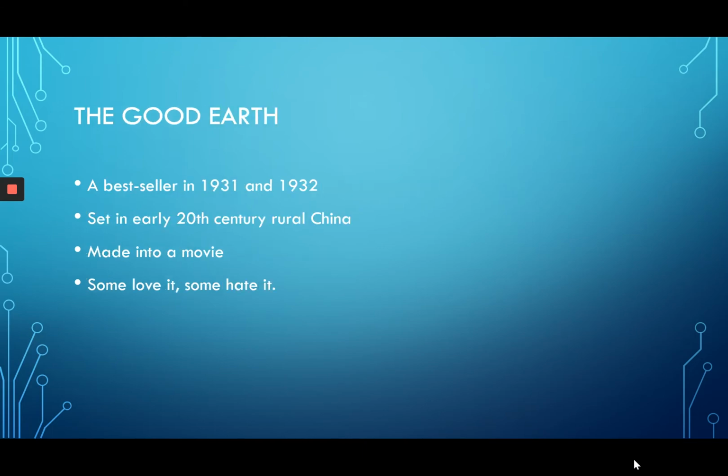The Good Earth became a bestseller in 1931 and 1932, which is kind of unique among literary texts. Many of the novels that professors choose were not popular in their own time or didn't sell well for various reasons, but The Good Earth did. It was so popular that it was turned into a movie, which also did well.